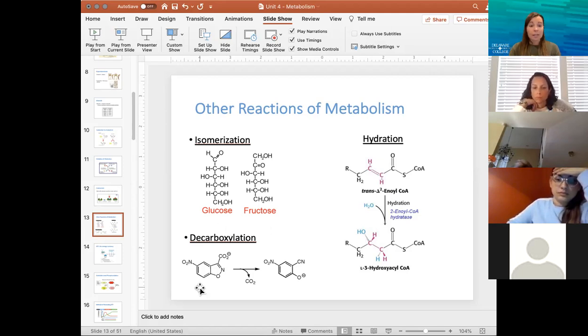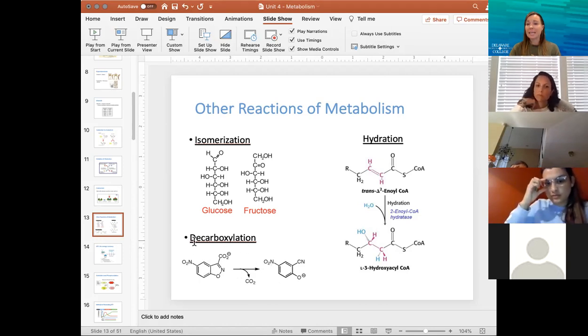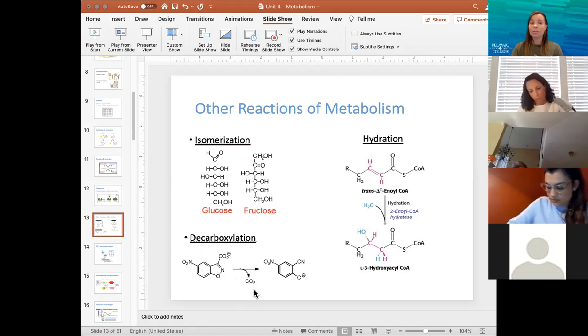The next one I have an example of here is decarboxylation. So here's the reaction. Can you see what's happening? Whenever you have the D, it's a removal of, what's that? Carbon dioxide, yeah. Removal of a carbon dioxide molecule.